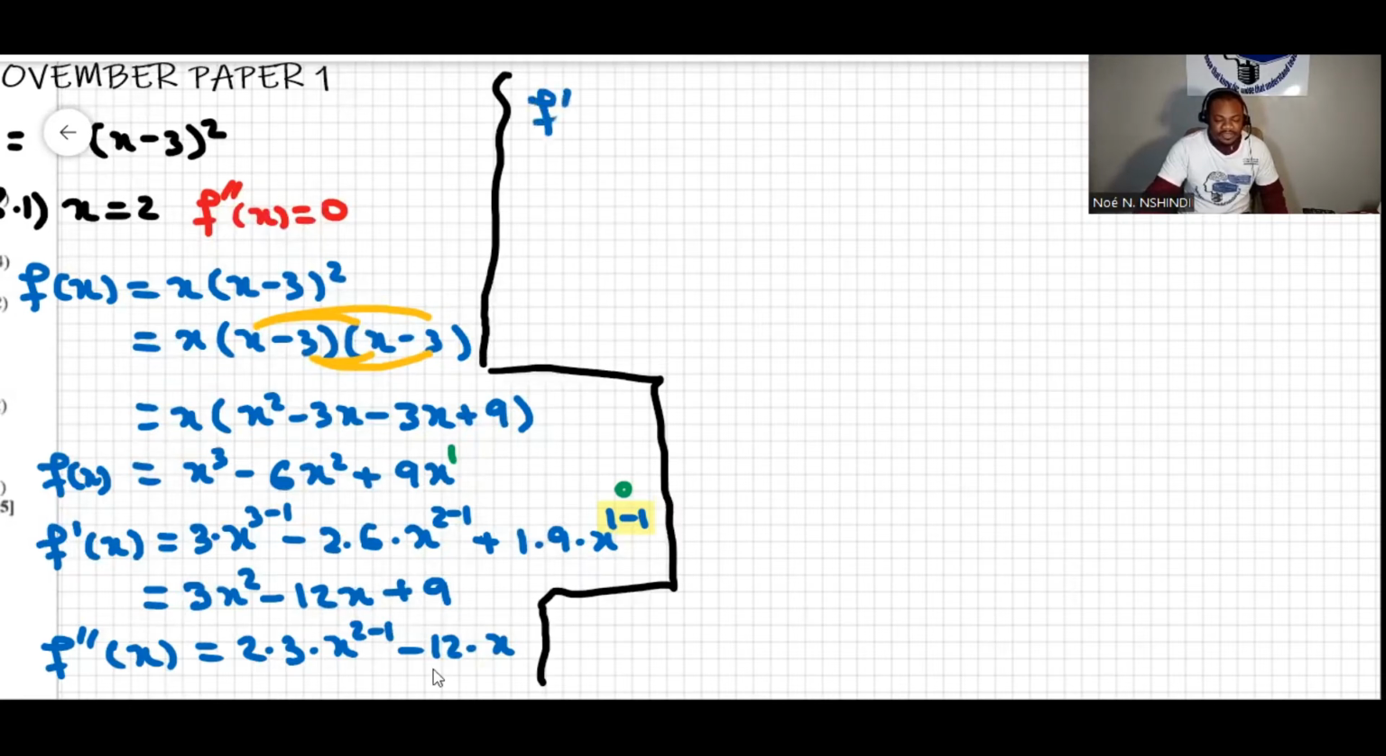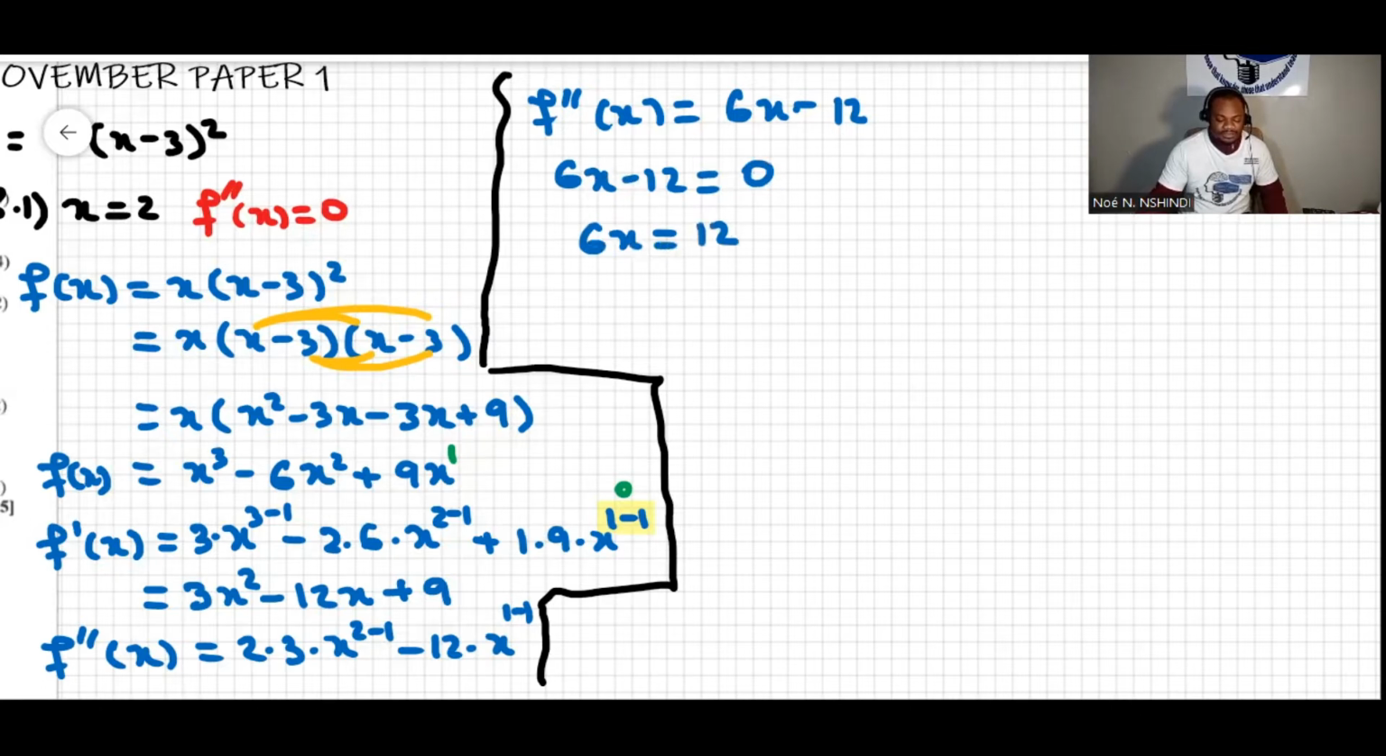The second derivative here will be equal to 6x, okay, over here it's 1 minus 1, 6x minus 12. So now we're going to set the second derivative equal to 0, and if I move the negative 12 over, we have 6x equal to 12, and dividing by 6 on both sides of the equal sign, we have x equal to 2. This is proven.